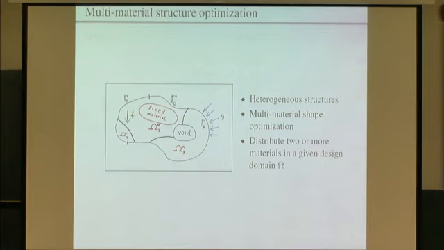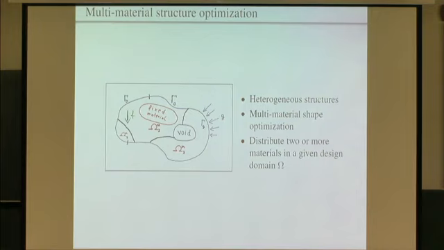So that was single material structure optimization. We just had one type of material and we wanted to distribute that in our design domain. What we want to consider here is multi-material optimization. So here we've got this heterogeneous structure. What we want to do now is distribute two or more materials in our given design domain.